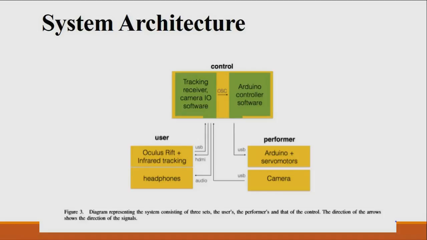The direction of the arrows shows the signal. The control system has a tracking receiver and camera input output software, which is attached to the Arduino controller software. The control system is connected with the user's Oculus Rift plus infrared tracking along with headphones through USB and HDMI signals and audio signals. Similarly, the control system is also connected with the performer's Arduino plus servo motors and camera through USB signals.